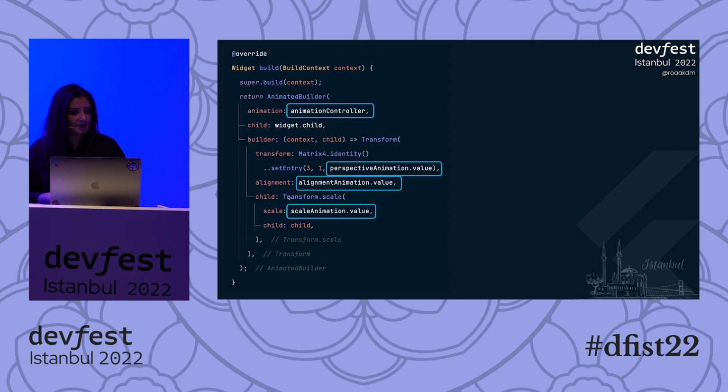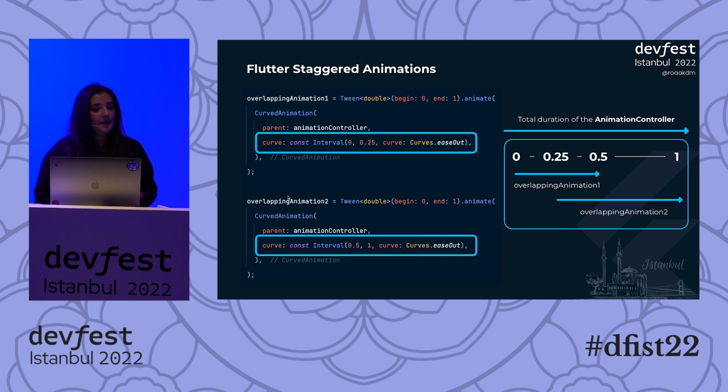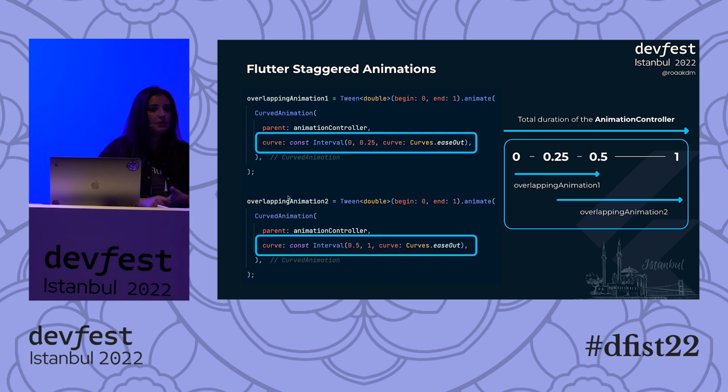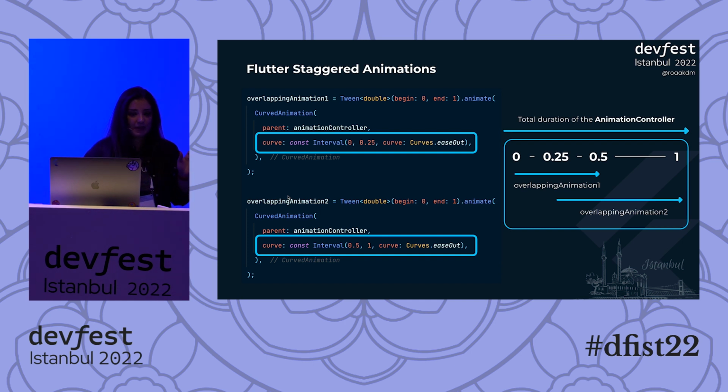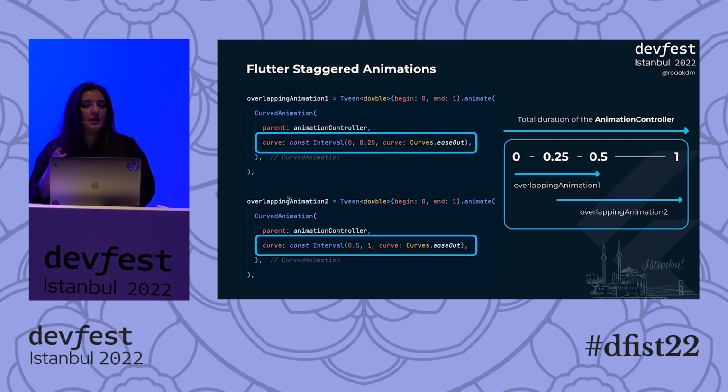Let's see what Flutter staggered animations are. They are a form of overlapping animations. So sometimes you want to define two animations, hook them up to the same animation controller, but you don't want them to happen at the same time. This is where Flutter staggered animations come in. The interval allows you to give them a start and end value between 0 and 1. So if the duration of the animation controller is 1 second, and you give the interval of 0 to 0.5, you are animating only half a second. This can be very useful in this case.